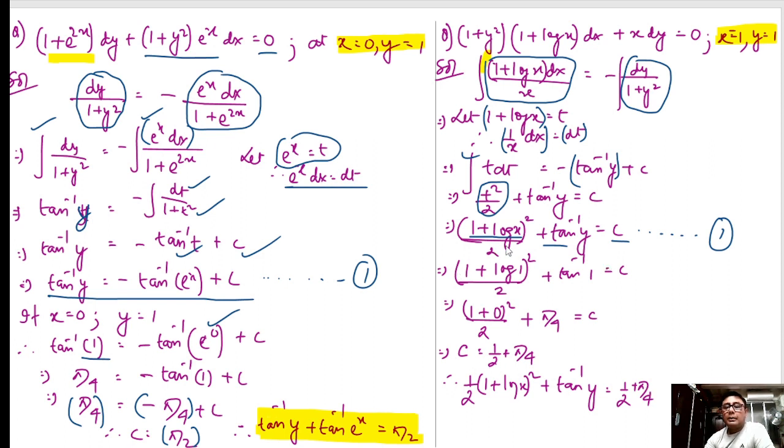So now we put here, in place of x we'll put 1, so log 1 is 0, and in place of y we'll put 1, so tan inverse 1 is pi by 4, log 1 is 0, so this becomes this, so c becomes half plus pi by 4. And now replacing the value of c in the equation 1, we get this, the solution of the equation. Clear? This is our final solution.